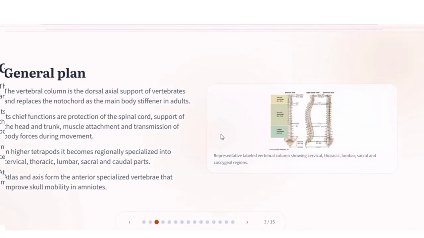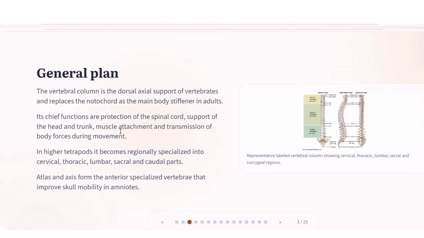The main function of the vertebral column is the protection of the spinal cord. The spinal cord is one of the most important parts of the nervous system. Vertebrae protect the spinal cord, which runs from the brain to the tail region. Besides this, it supports the head and trunk, provides muscle attachment, and transmits body force during movement.